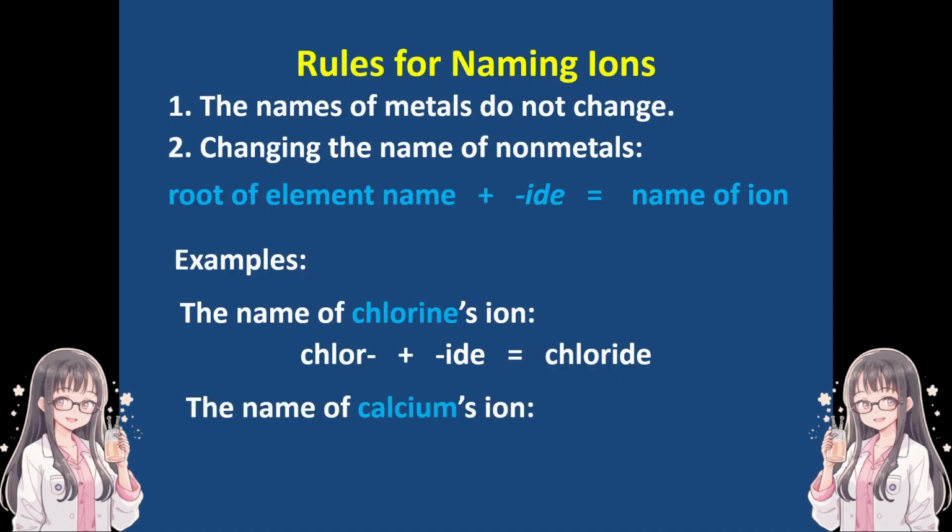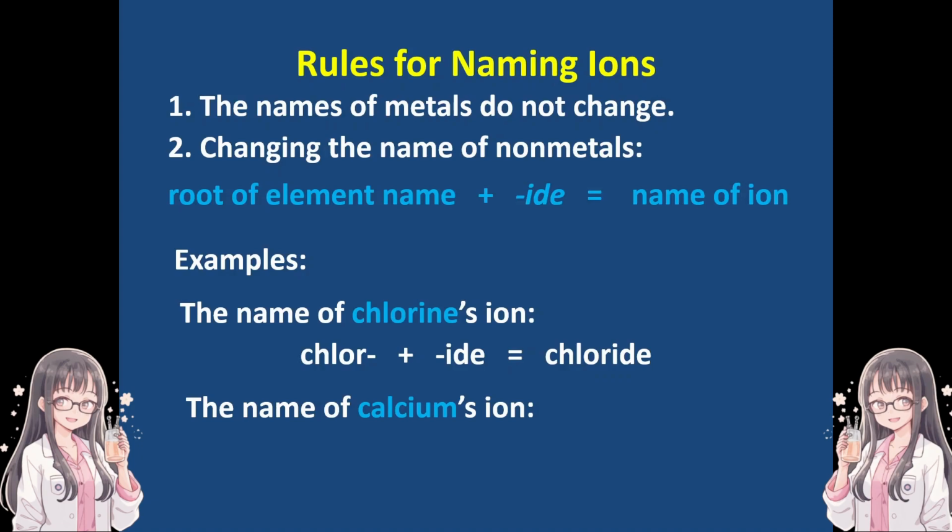Another example is calcium's ion. Calcium is a metal. So apply rule number 1, names of metals do not change. Calcium's ion is still called calcium.